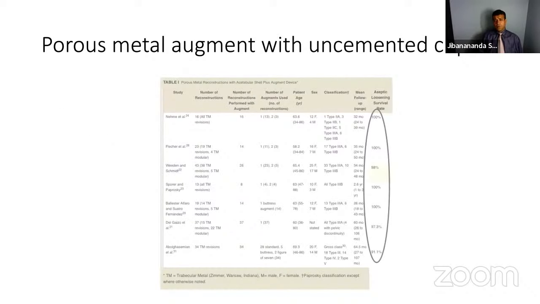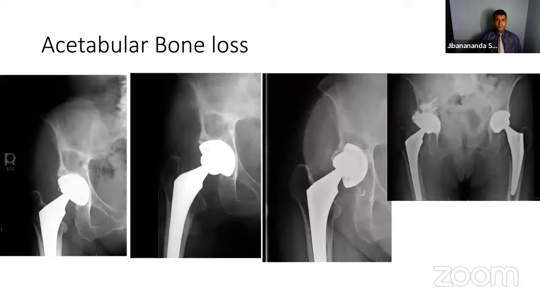Some of the reports on porous metal augment with uncemented cup, as you can see, show a very good track record for aseptic loosening survival rate, almost 100%, or at minimum over 90% in almost all the studies. So certainly a good track record there. This is a patient of mine who had a significant osteolysis.